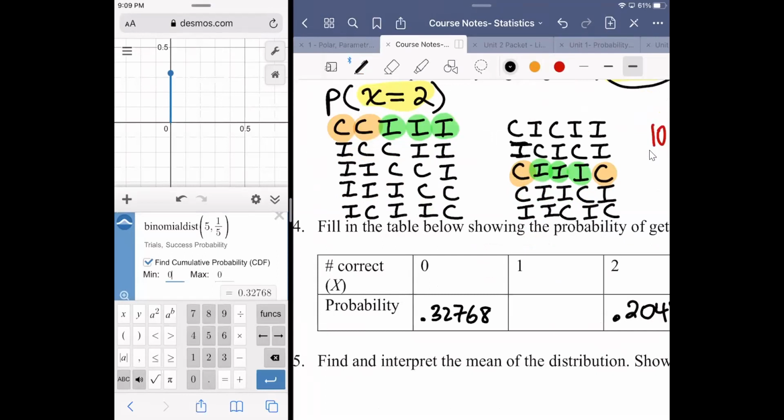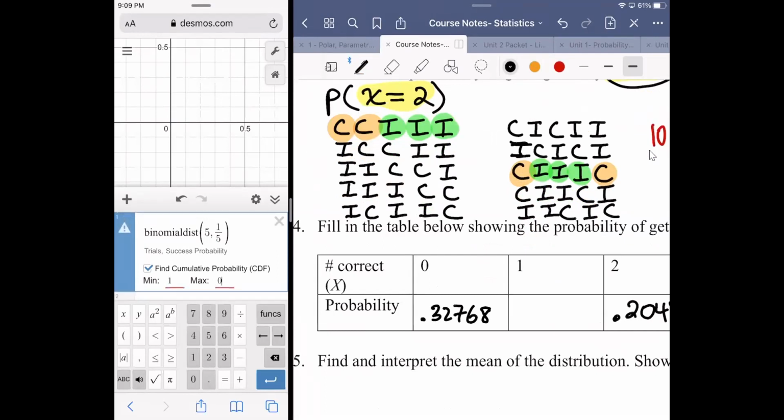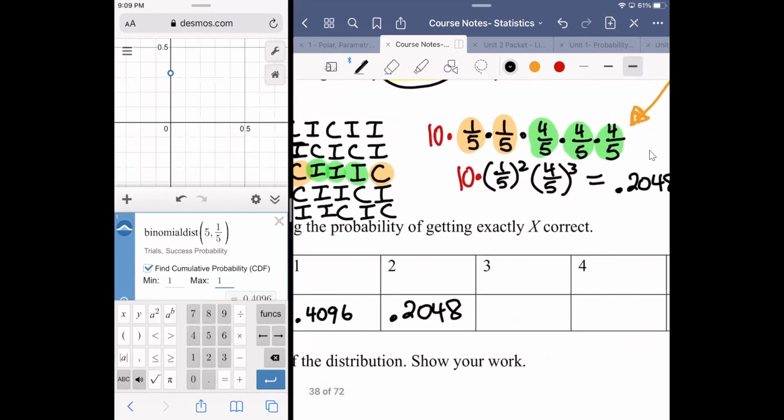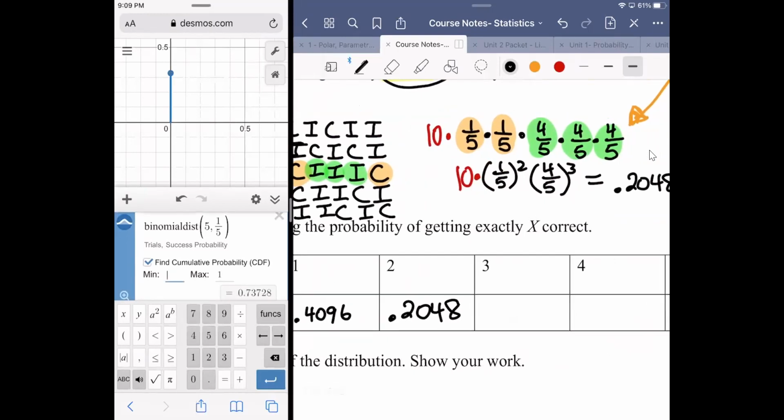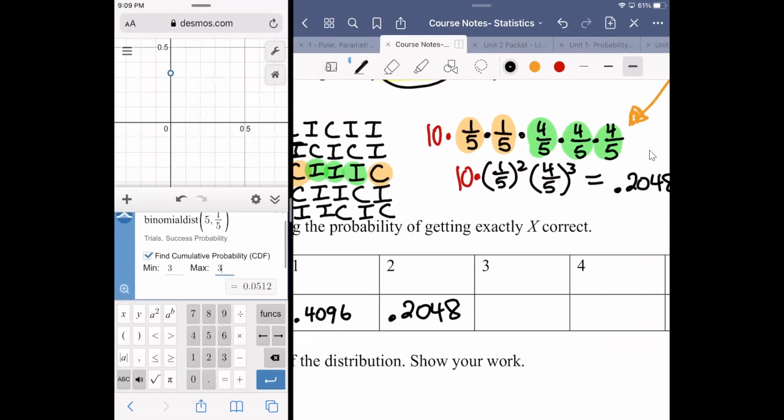I can do 1 to 1, 4096. 3 to 3. That's the one quirk in this, where if you want just a specific value, you typically just put in the min and max. You know, there's other ways of handling it, but this is the way that confuses people the least, if you can believe that.